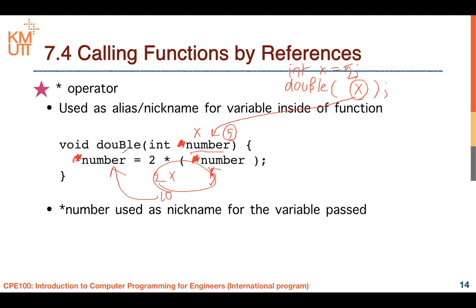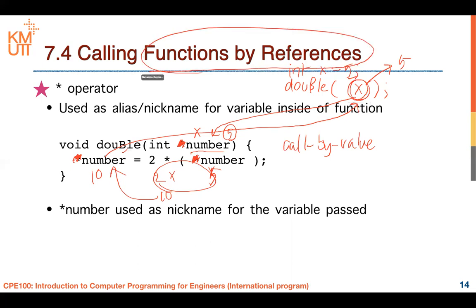But if you use a function that is called by value, number has been changed to 10, but number will not go back and be copied back to x here. Okay, x is still 5. But if you want to change x here, what should we do? We have to use a function call by reference.